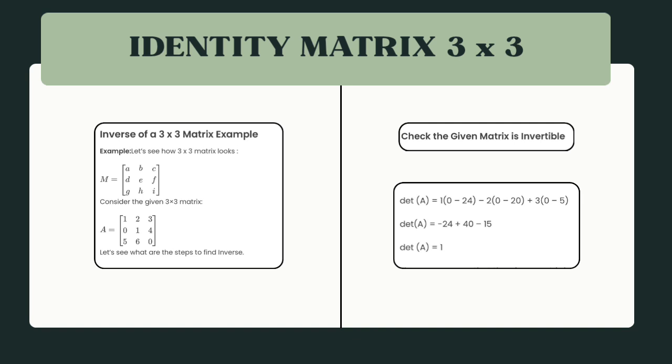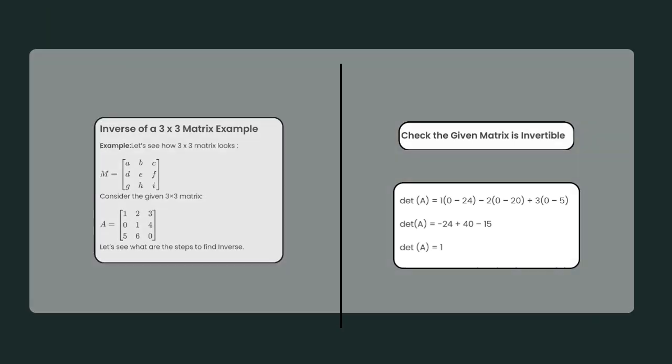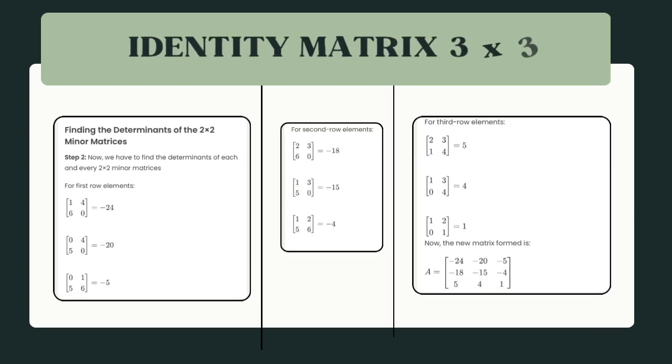Example: det A equals 1 multiplied by (0 minus 24) minus 2 multiplied by (0 minus 20) plus 3 multiplied by (0 minus 5). The final answer of det A is 1. Then, find the determinants of the 2 by 2 minor matrices. Step 2. Now, we have to find the determinant of each 2 by 2 minor matrix. For the first row elements: 1, 4, 6, 0 equals negative 24.